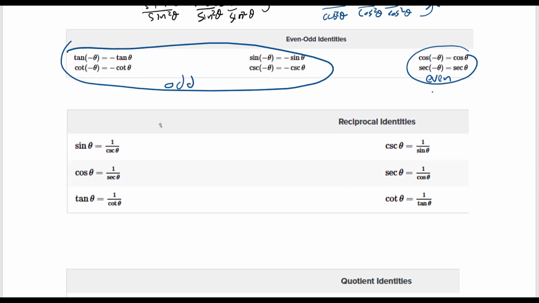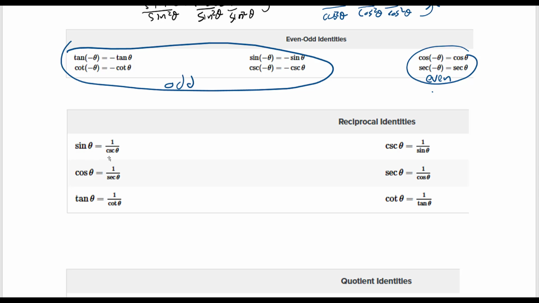Then we have these reciprocal identities. By the way, I would start physically writing these down on paper, making a list of them to help you remember them. It's not going to do you a lot of good if you're on the test looking for where this is written on the piece of paper. It's really good to know these.